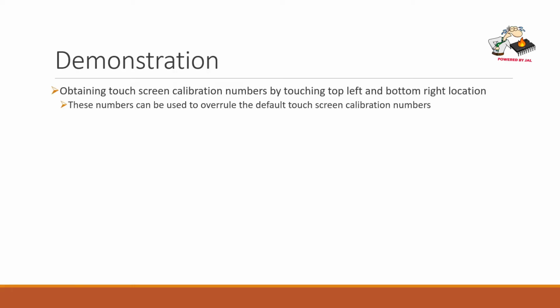The demonstration starts with a sample program in which you can obtain the touchscreen calibration numbers by touching the top left of the screen and the bottom right. And the numbers that are presented can then be used to overrule the default touchscreen calibration settings. You will then see a simple Done button, and you can activate it by pressing the touchscreen on the button.